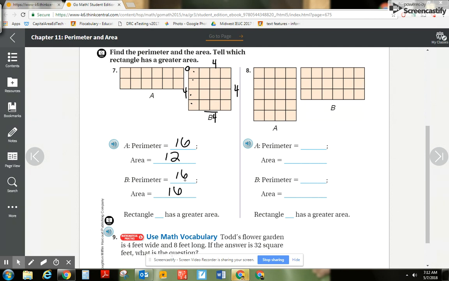This happens where sometimes rectangles have the same perimeter and same area. You'll notice it's usually, if not always, when it's a square. You'll come to that conclusion as you work on more problems. And then which rectangle has a greater area? So making sure that we look at the areas. Rectangle B has that greater area.